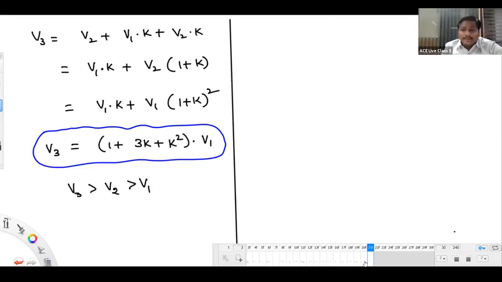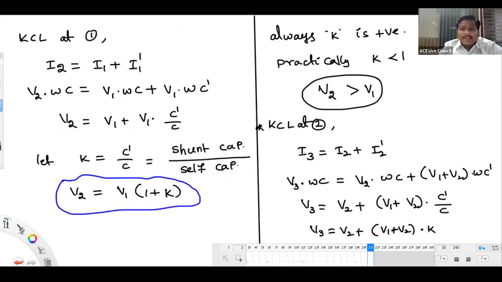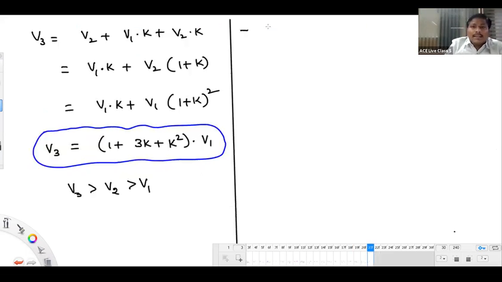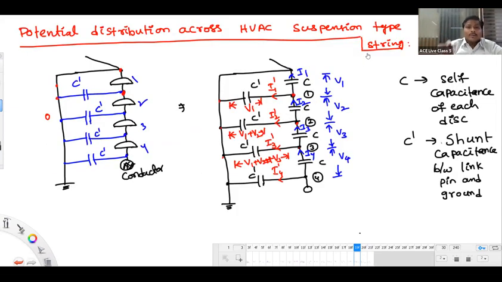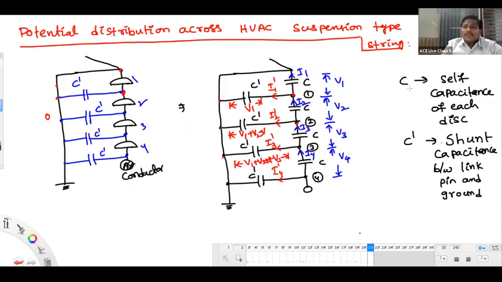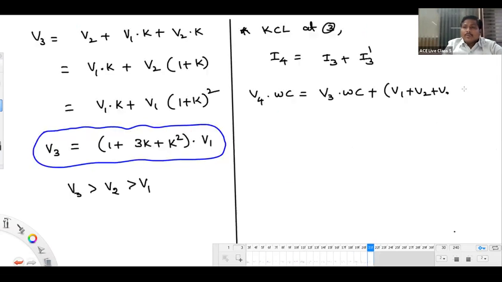Okay, next thing. Apply KCL at node number 3. That will give you the relation between V4 and V3. Node number 3 will give I4 is a current injection to node 3. Outgoing currents are I3 and I3 dash. What is I4? You can write V4 omega C. What is I3? V3 omega C. And what is I3 dash? You can say V1 plus V2 plus V3 into omega C dash.